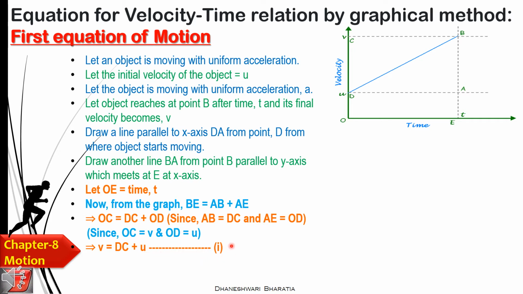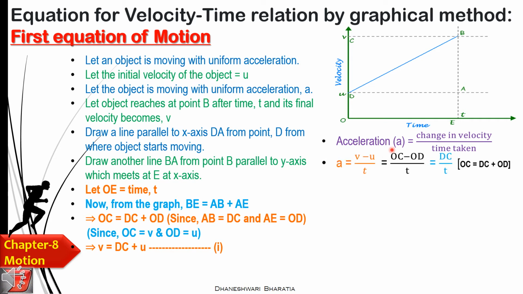Now we know what is the meaning of acceleration. It is change in velocity per given time or per unit time, right? A is equal to V minus U upon T. We already know about this. Now what is V here? It is OC. And what is U here? It is OD. So OC minus OD upon T. And we know that OC minus OD is DC. From this equation we can conclude this.